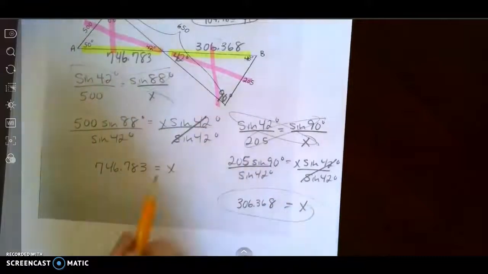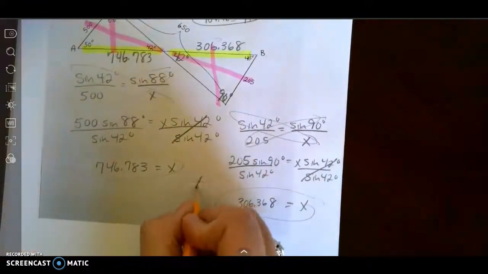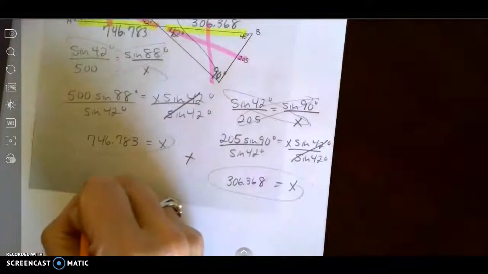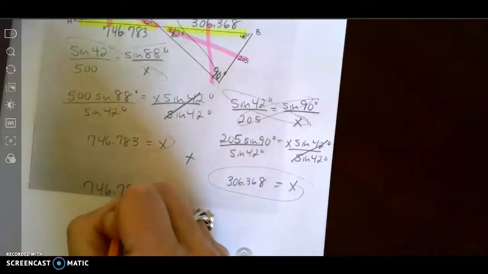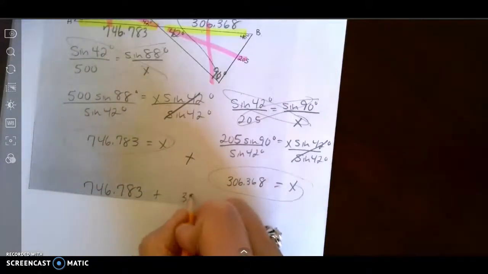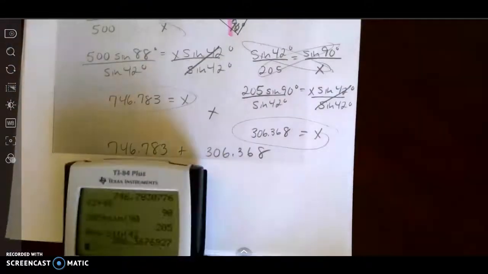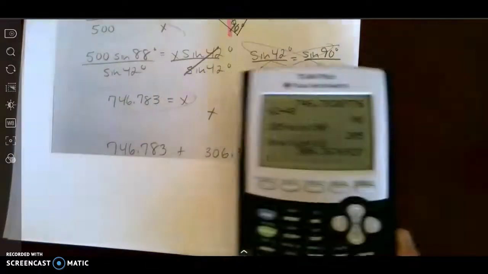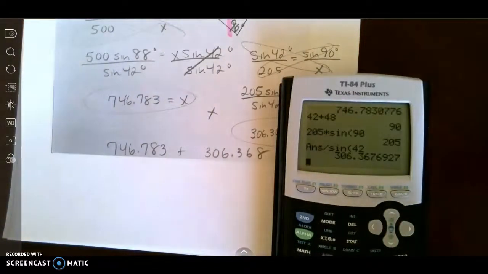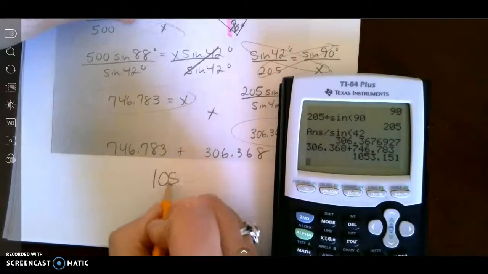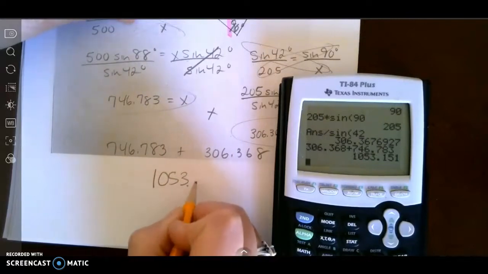So I'm going to take these two answers here and I'm going to add them. I'm going to take 746.783 and add to that 306.368. So, let's say I'll put it right here. 306.368 plus 746.783, and I get 1053.151.